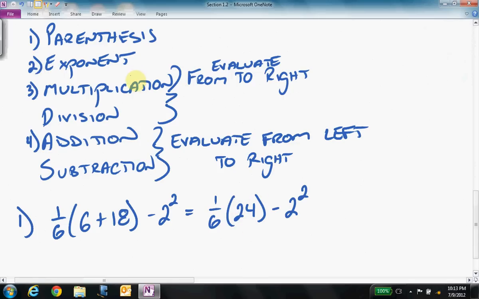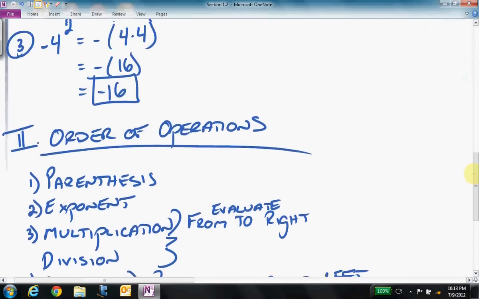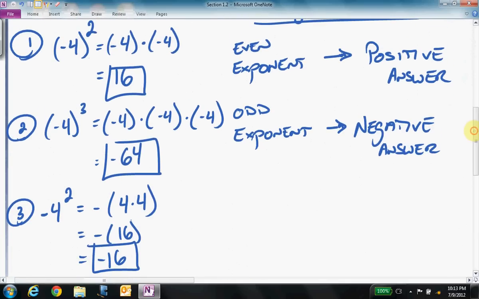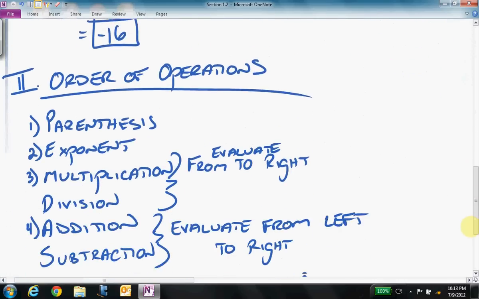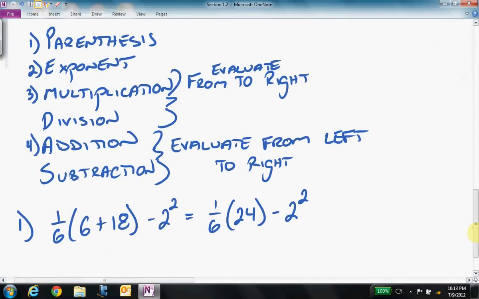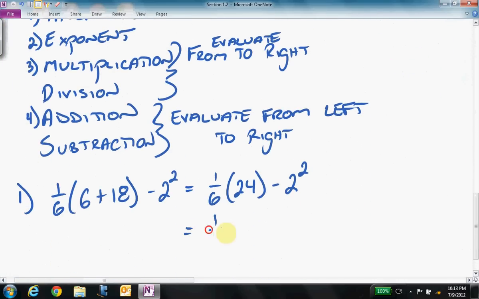Which are exponents. I see we have an exponent, and is this negative applied to the square? Is it part of the base? It's not, because it's not grouped in parentheses, as we see up here in number 1. It's more like number 3. So that negative is going to stay there when we evaluate it. So I'm going to have 1/6 times the quantity 24 minus 4. It did not get applied.